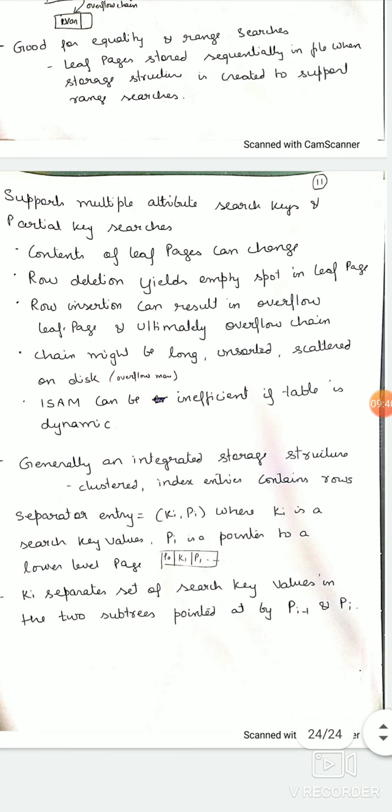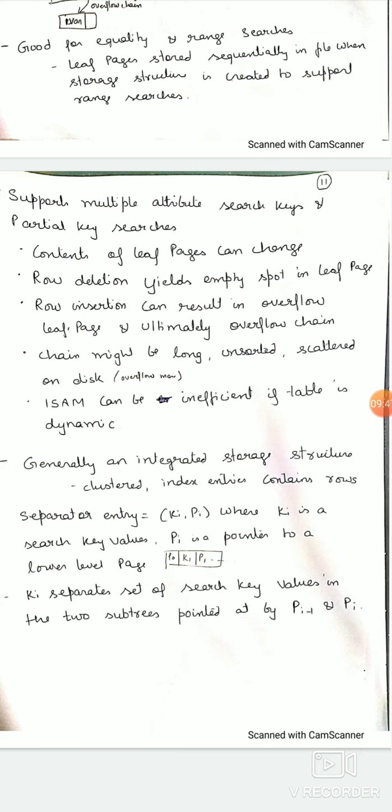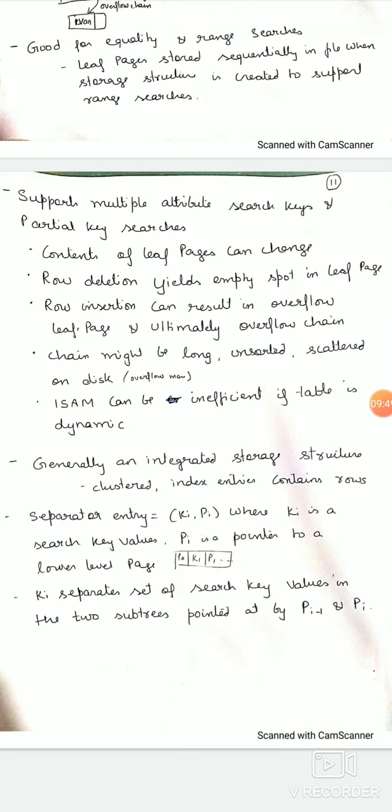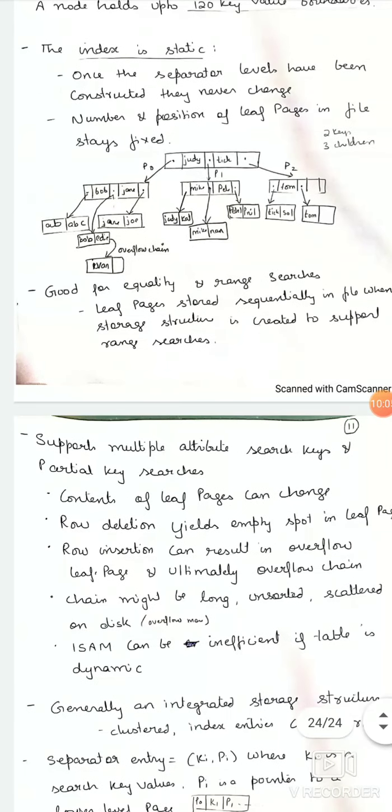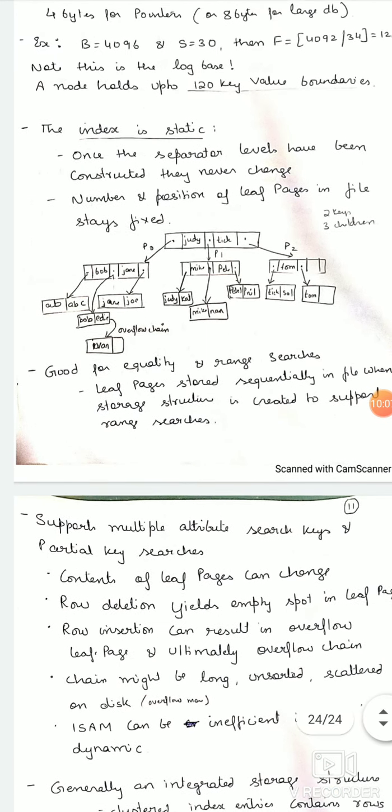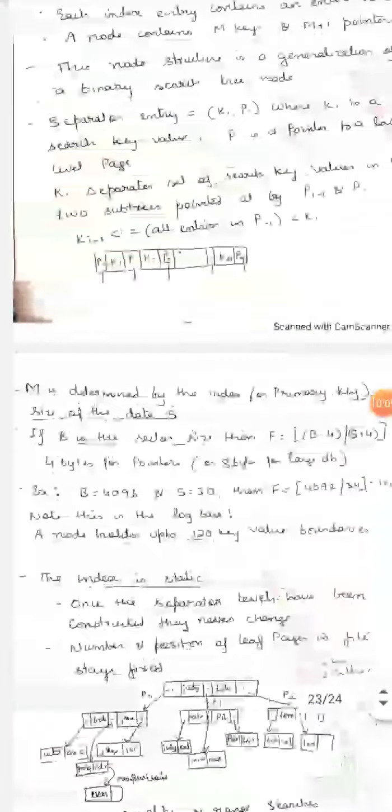Generally this is an integrated storage structure, as you will be having clustered index entries. It also contains rows. A separator entry is given as ki, pi. As already said, ki is the search key value and pi is a pointer to a lower level page. ki separates the set of search key values in the two subtrees pointed to by pi minus 1 and pi. So this is the tree structure for the index, that is, the index sequential access method.